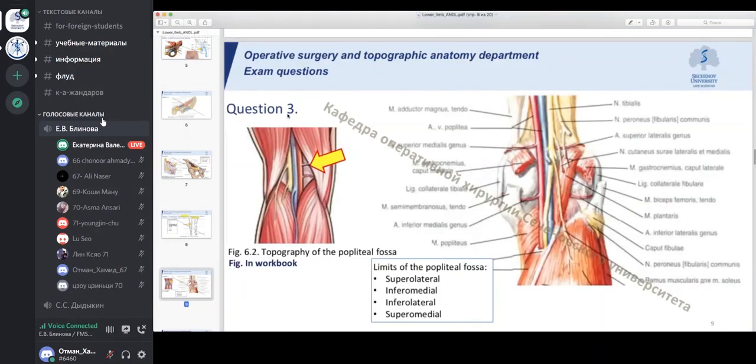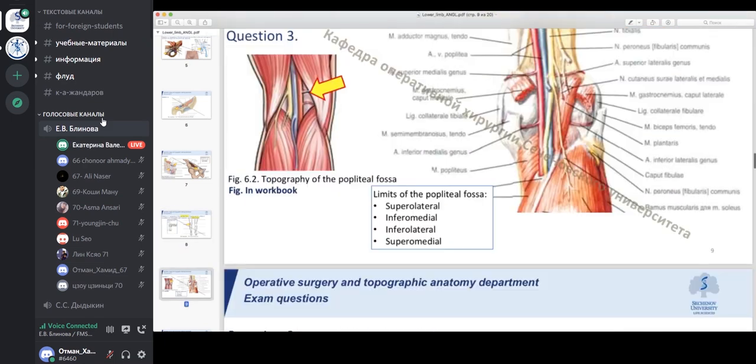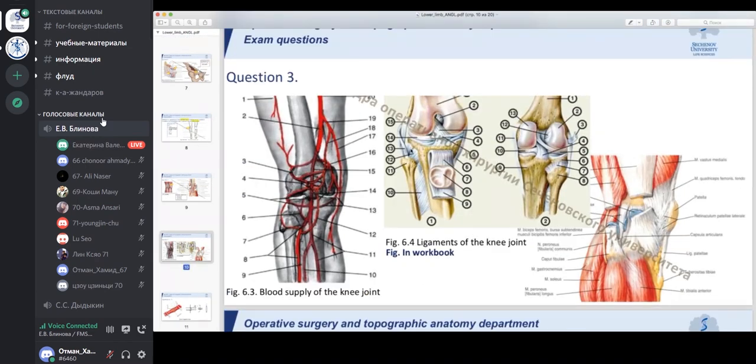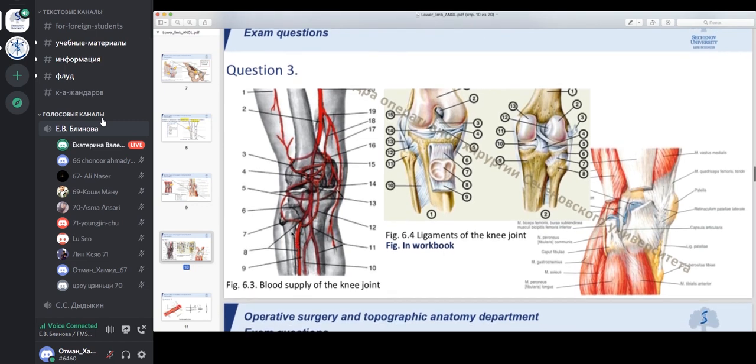The next: blood supply of the knee joint. The knee joint has an arterial net. This net is formed by the branches of the femoral artery and the branches of the popliteal and the anterior and posterior tibial arteries. These are the lateral and medial collateral branches of the popliteal artery, which connect with the branches given by the profunda femoris artery and the femoral artery.